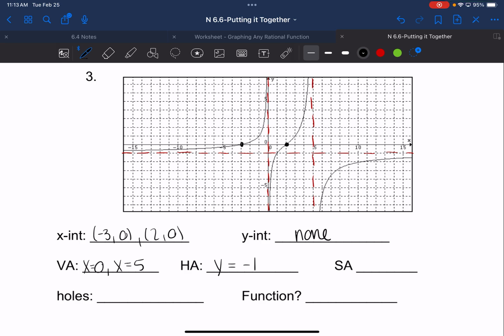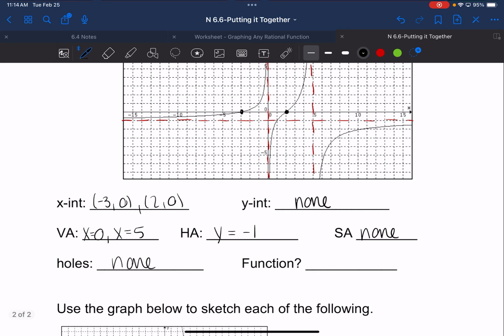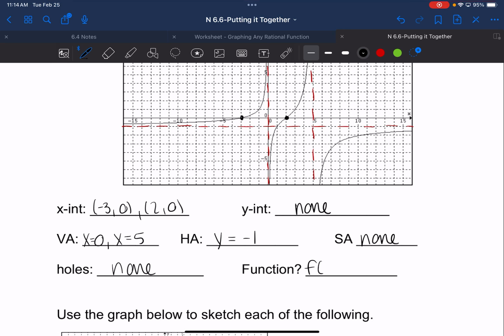Do you guys see any slant or diagonal asymptotes this time? No? Okay, so no slants. Any holes this time? No. Okay. All right. So we have all of our pieces. Now we're going to write our equation. Well, again, tell me, where do I look to figure out what's going to go in the numerator? X-intercepts. Okay, so this is my numerator information. So what are we going to have in our numerator? Right.